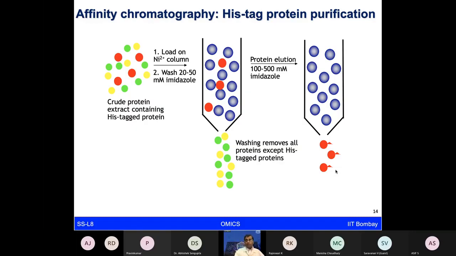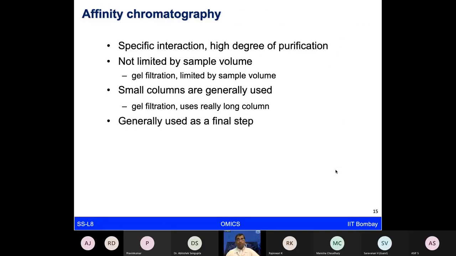And you can run each fraction on the gel to find out which fraction looks very specific and pure for the protein of interest which has been eluted out. So again, in this case, you're looking at very specific interactions, which is more utilized for a high degree of purification. Unlike gel filtration, you are not limited by the sample volumes here, and the columns are small. In gel filtration, you use a long column because you're using size-based separation. Here you are looking at very pure proteins, so in the purification scheme of different protein purification, this can be considered as the final step.